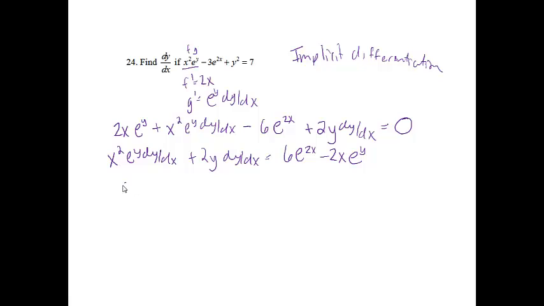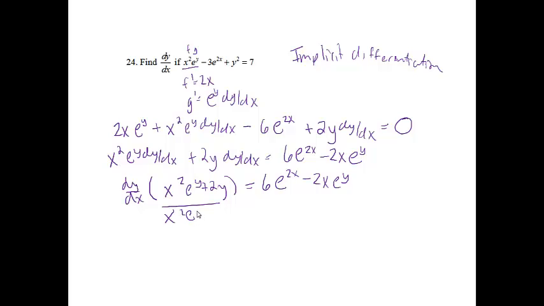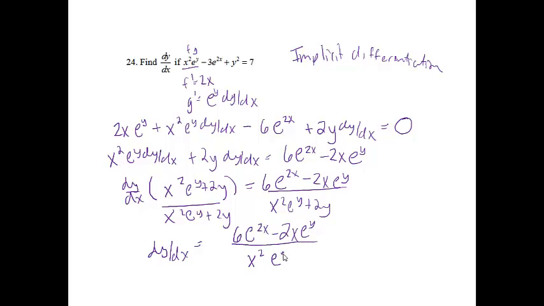Okay, next thing that I would like to do on the left side is factor out a dy dx. So I then will have x squared e to the y plus 2y, and then it will equal 6e to the 2x minus 2x e to the y. And then to get dy dx by itself, we will simply just divide both sides by the part next to the dy dx. So my final answer, dy dx, will equal 6e to the 2x minus 2x e to the y all over x squared e to the y plus 2y.